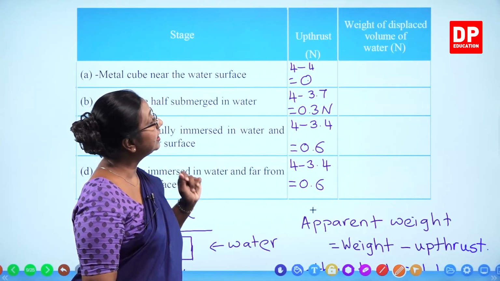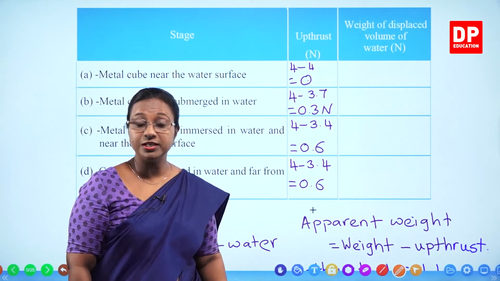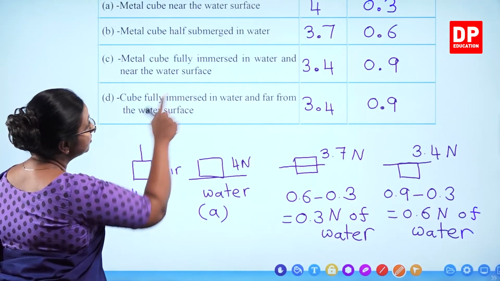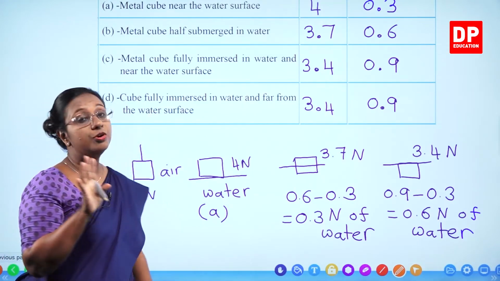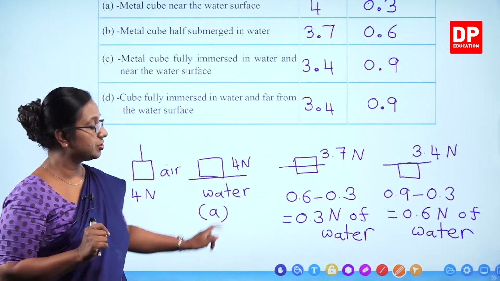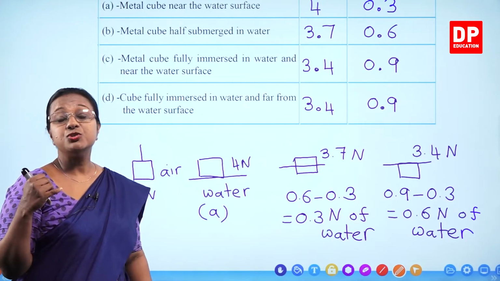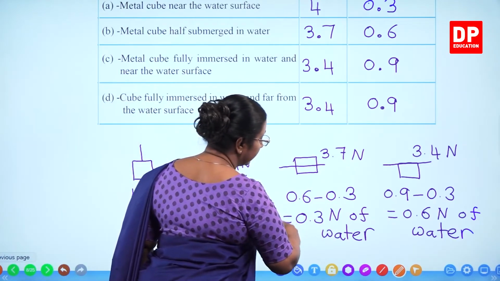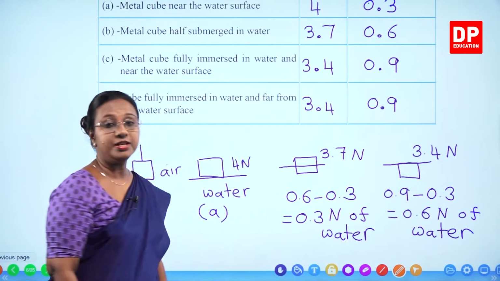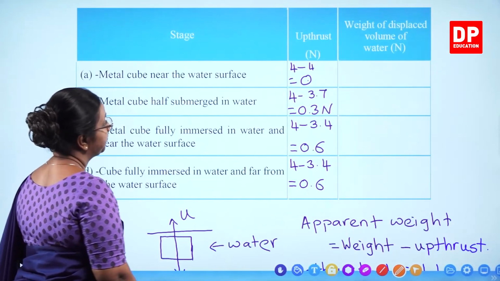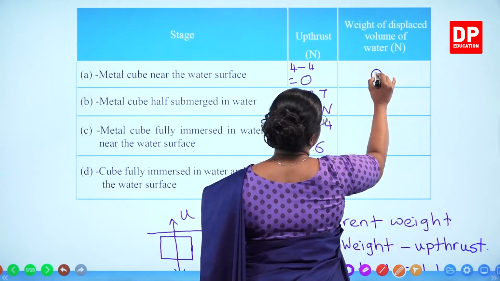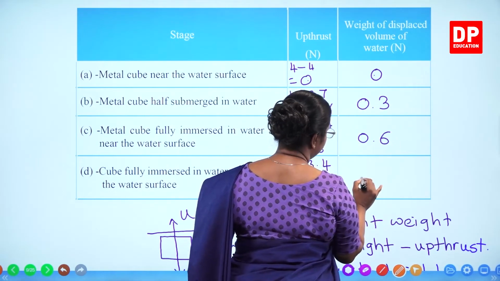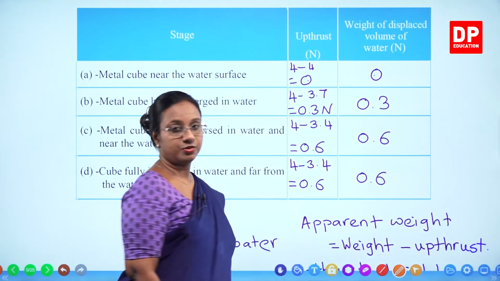Then we calculated the weight of displaced volume of water, that also in Newtons. So again, I will go back and show you all the readings. You can see there, the beaker alone was 0.3 Newtons. So I told you all here. Then there was no water displaced. So the weight of water is 0. Thereafter we calculated it at 0.3 and 0.6 Newton. So there, initially weight of water displaced was 0. Then it was 0.3 Newtons, 0.6 Newtons and 0.6 Newtons.